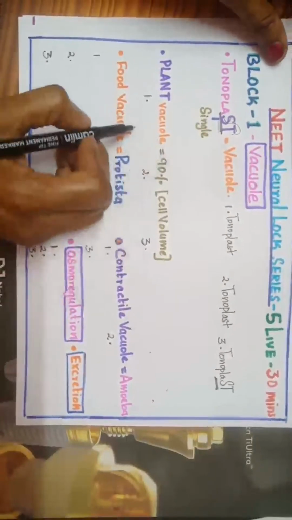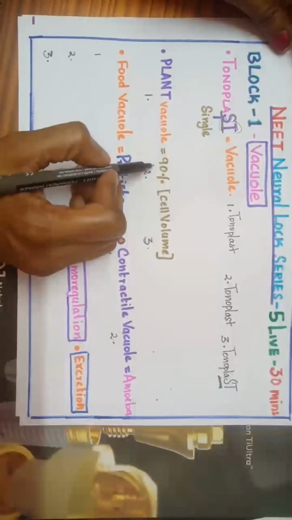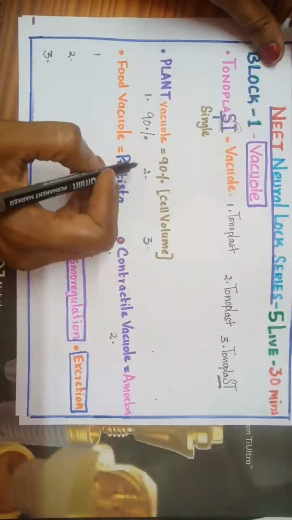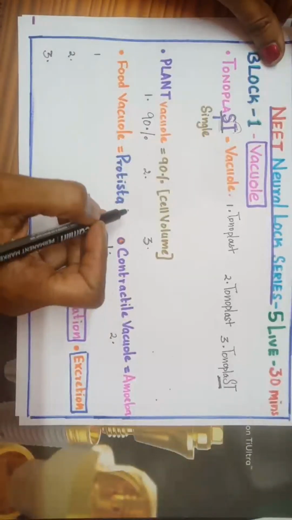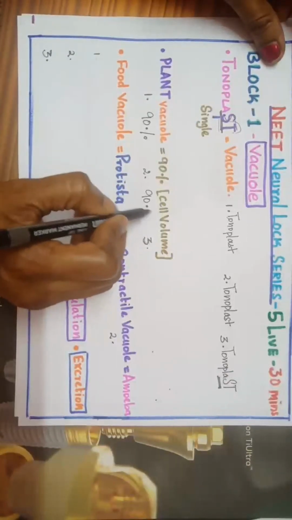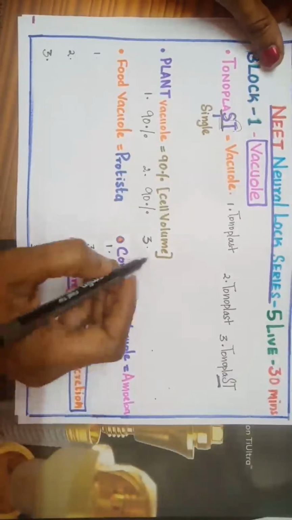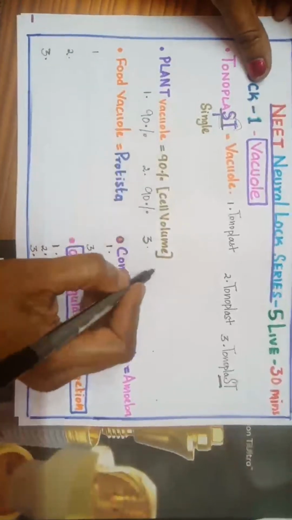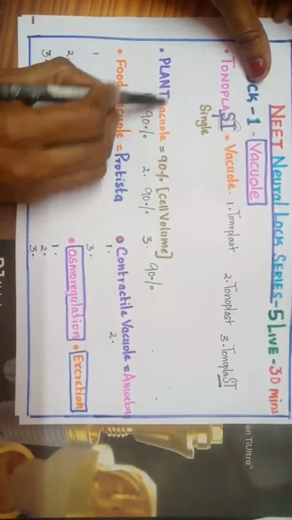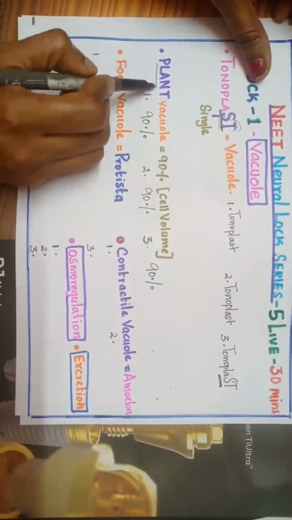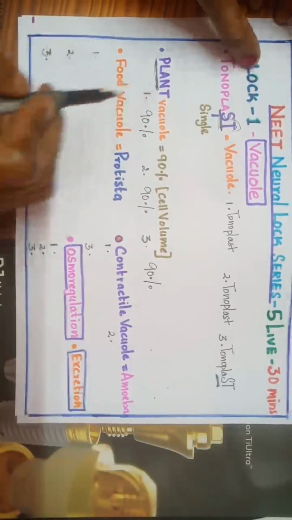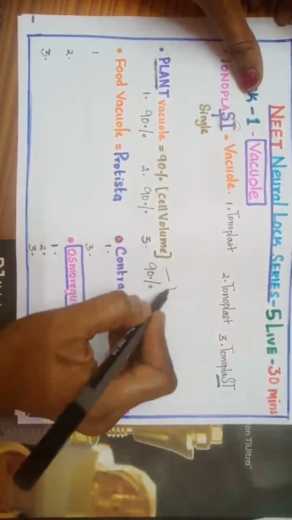Next is the plant vacuole, which occupies 90% of the cell volume. How much? This is a numerical value. 90% of the plant cell volume is occupied by the vacuole. This is very important. This much volume is seen only in the plant cell, because it stores water.